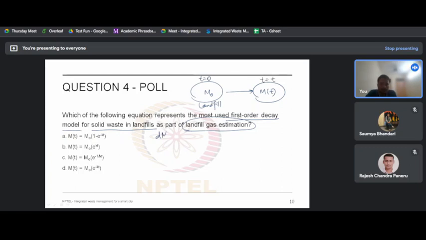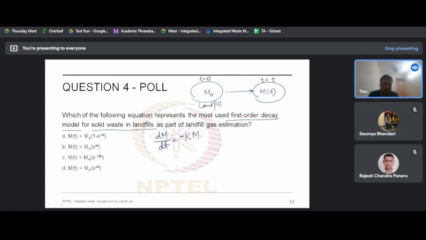So the rate of change, that is dM by dt of the mass within a landfill. So we are saying that it is first order. So first order means it will be linear, or you can also say the power of the time will be 1. So here let's say we have minus k into t. So here we can see this is also first order and first degree. So dM by dt is minus kt. Sorry, this will be minus k into M, not t.